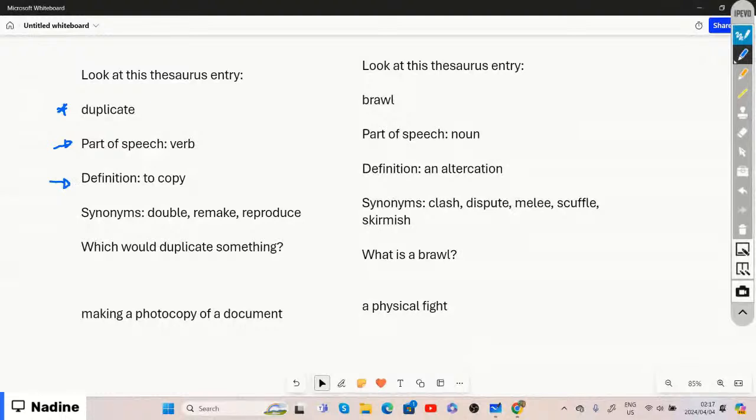So which would duplicate something is making a photocopy of a document. If you're making a photocopy of a document, then it means that you are duplicating that thing. You are basically doubling that thing. You are remaking that thing. That is duplicate, when you're making a copy of the same thing.